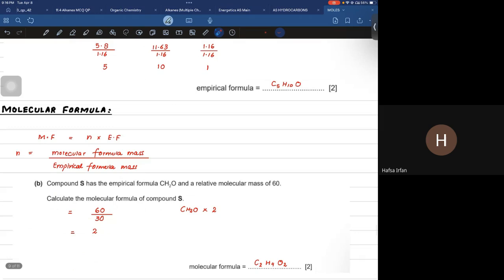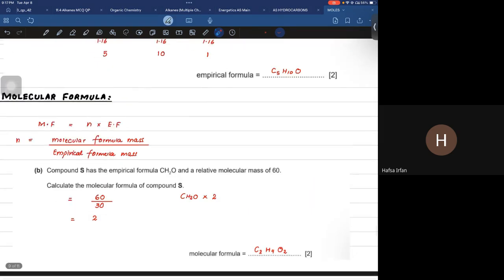Let's suppose in this question they are saying compound S has the empirical formula CH2O and a relative molecular mass of 60. Calculate the molecular formula of compound S. So this mass is given to you, that is 60, and the empirical formula is also given to you, that is CH2O. You have to find out the mass of this empirical formula, that is 30.